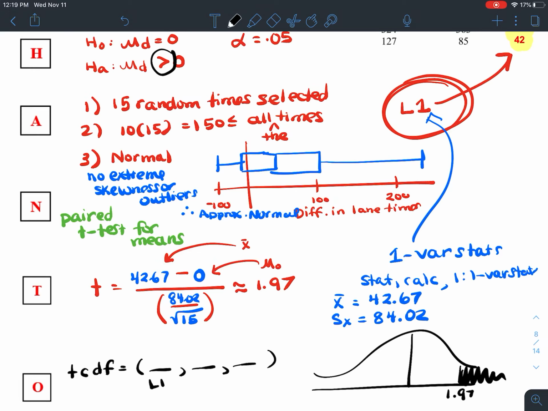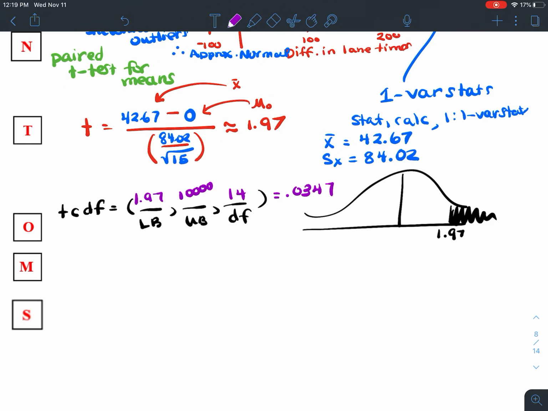I need lower bound, upper bound, degrees of freedom. Lower bound 1.97, upper bound 10,000. Degrees of freedom, remember that is sample size minus 1. That's going to be 14. And my p-value is 0.0347. So now I can compare.